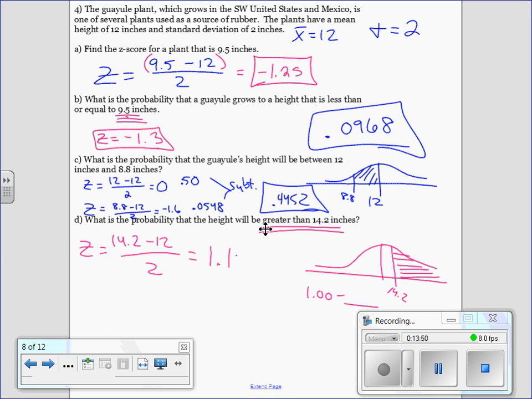We're going to look up 1.1 on our little chart, and that'll be the probability of being below that point. Did you get 0.8643? You'll need to subtract that from 100%. What did I say it was? 0.8643? And that will be the probability of being above. So I've got on my paper 0.1357.